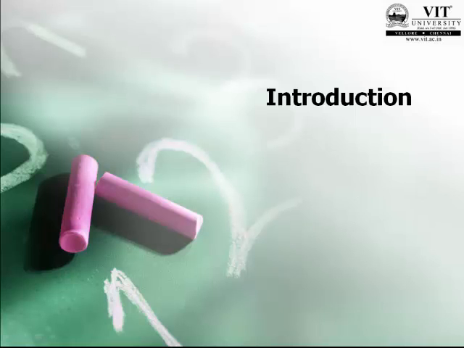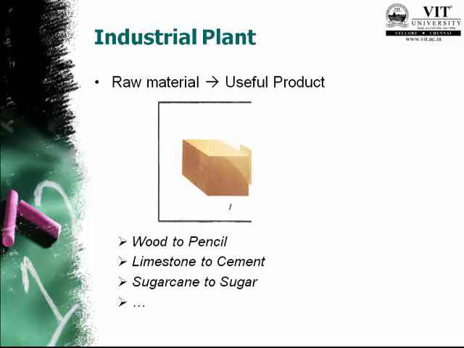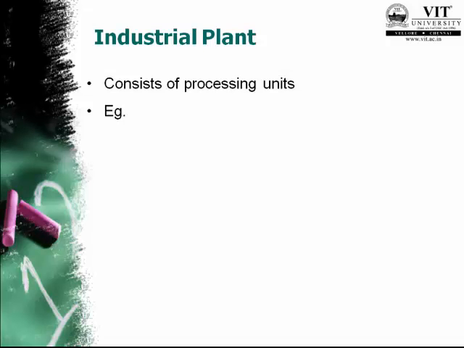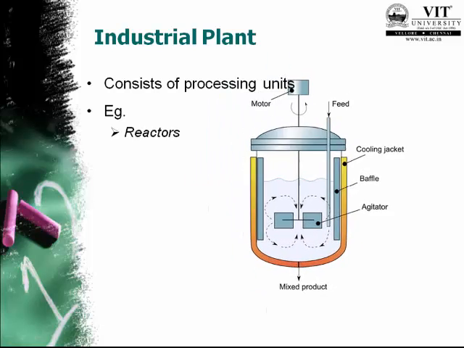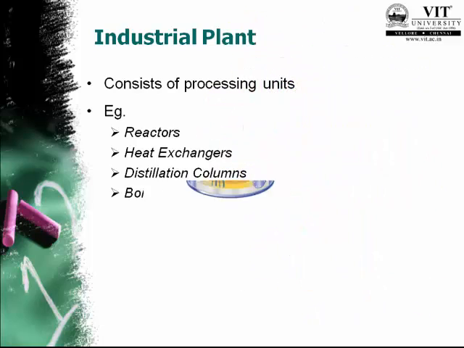Let us start the course with some introduction. If you take any industry, the overall objective will be to convert some raw material into the desired product, like wood to pencil, or limestone to cement, or extraction of sugar from sugarcane, and many more examples one could come across. So if you ask what constitutes these plants, then the answer is an arrangement of one or more processing units. For example, it could be reactors, heat exchangers, distillation columns, boilers, and many more.